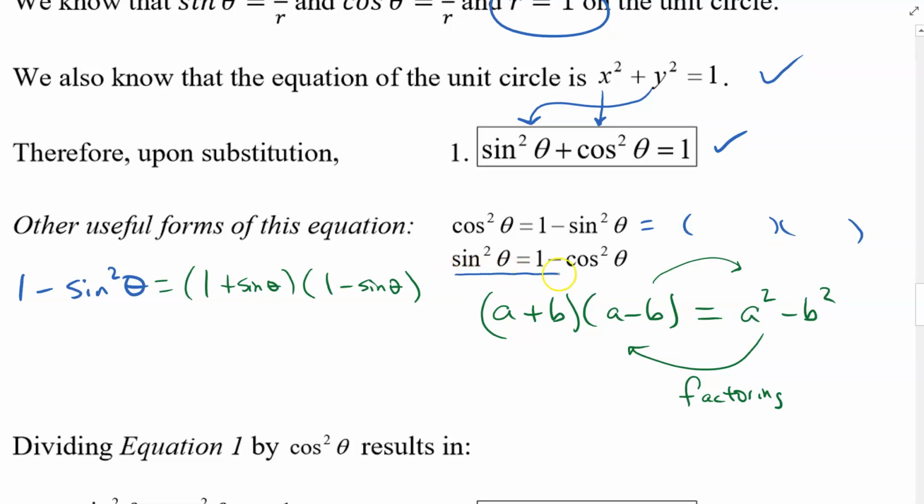Same thing with this one. If we take the original identity, sine squared theta plus cos squared theta equals 1, and we subtract cos squared theta from both sides, we get this form of that same identity, and that 1 minus cos squared theta is a difference of squares, which you can factor again.